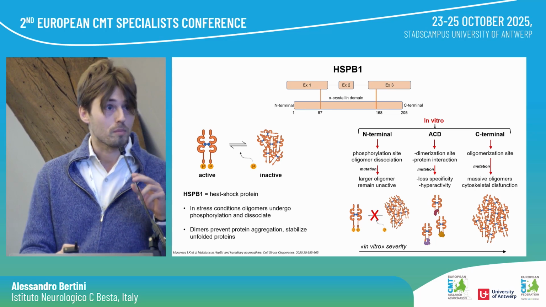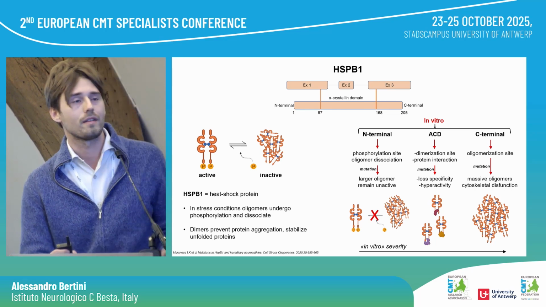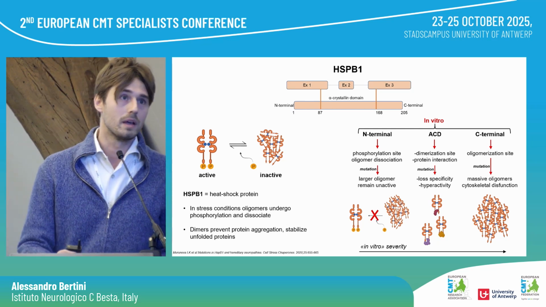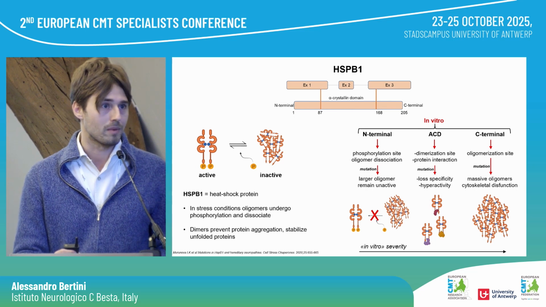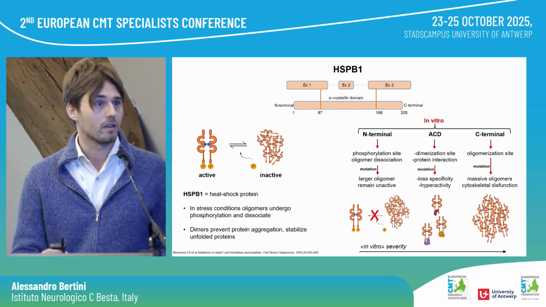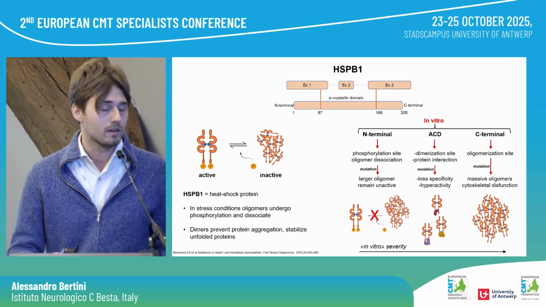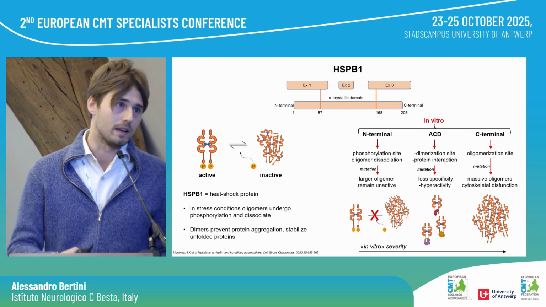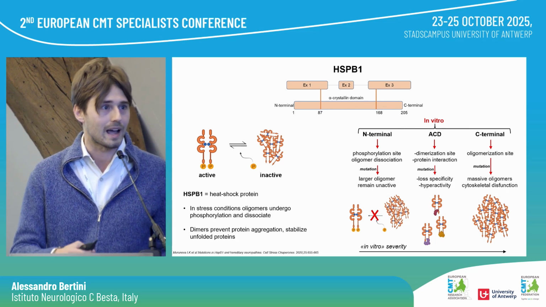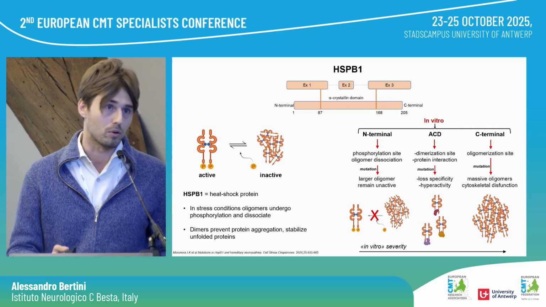HSPB1 is a small heat shock protein that encompasses 3 different domains: N-terminal, alpha-crystallin and C-terminal domains. It is a monomer, but is active as a dimer. In conditions of normal cell quiescence, the dimers aggregate together in oligomers that are inactive, while in cell stress conditions the oligomers are phosphorylated and dissociate back to dimers, a condition that acts by preventing protein aggregation and also stabilizing unfolded proteins.